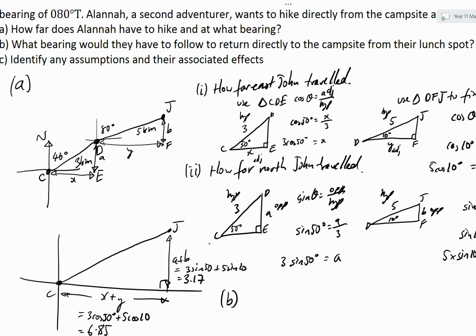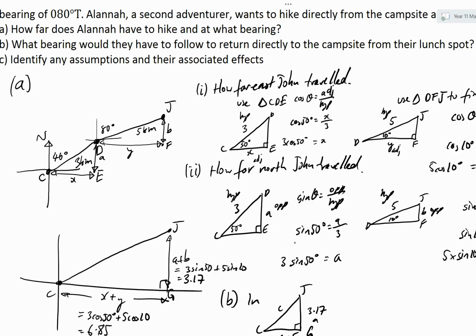Okay, how far does the hiker have to hike? Part B. So CJ, I'll call this G. In this big triangle, CJG, that's 6.85, that's 3.17. This is unknown here. Okay, better give it a different letter. May as well call it C, lowercase c. Okay, we'll just use Pythagoras here. Okay, A, B, and C.